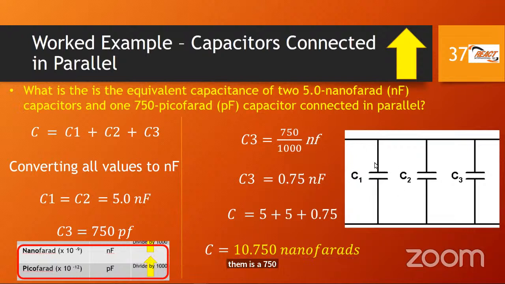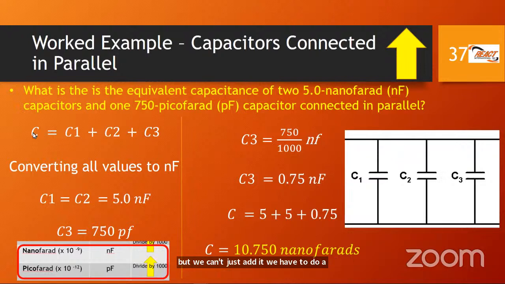So first of all, we draw our three capacitors in parallel, C1, C2, and C3. C1 is equal to 5 nanofarads. C2 is equal to 5 nanofarads as well. We have two 5 nanofarad capacitors, that's C1 and C2. But C3 is a 750 picofarad capacitor. So 5 nanofarad, 5 nanofarad, 750 picofarad. And we know we need to add up these values and we'll get the total, but we can't just add it. We have to do a little conversion first of all, right?